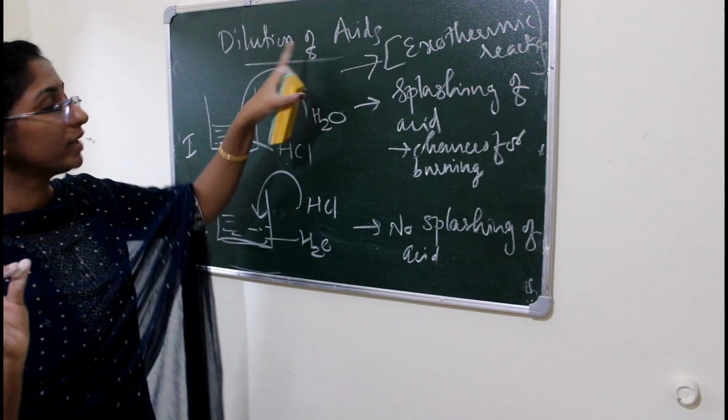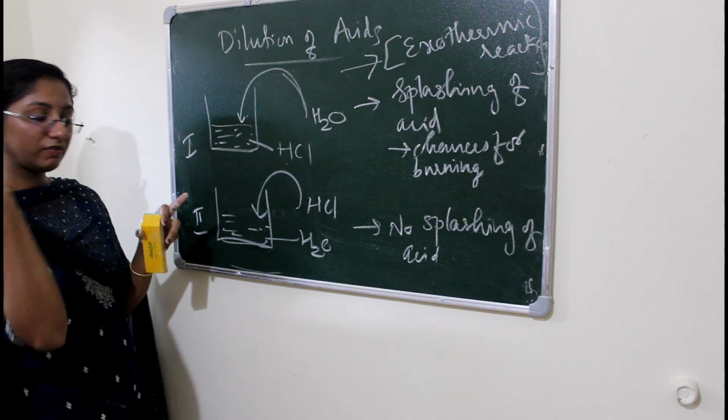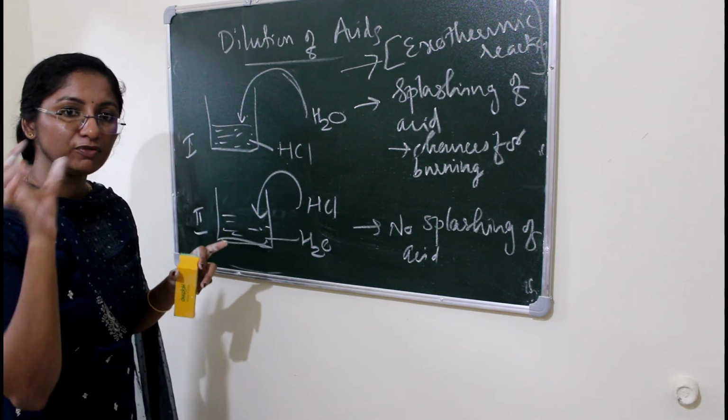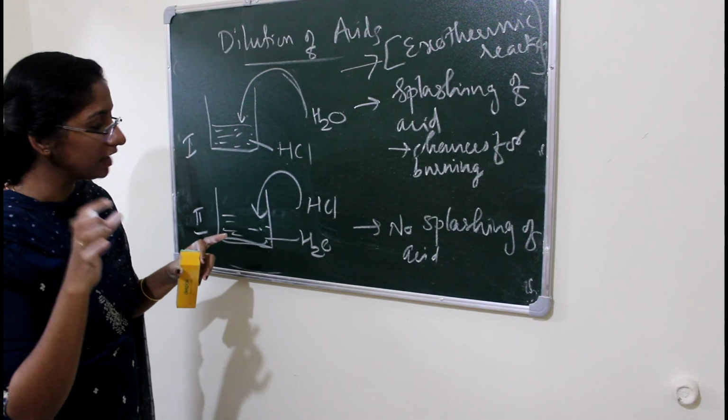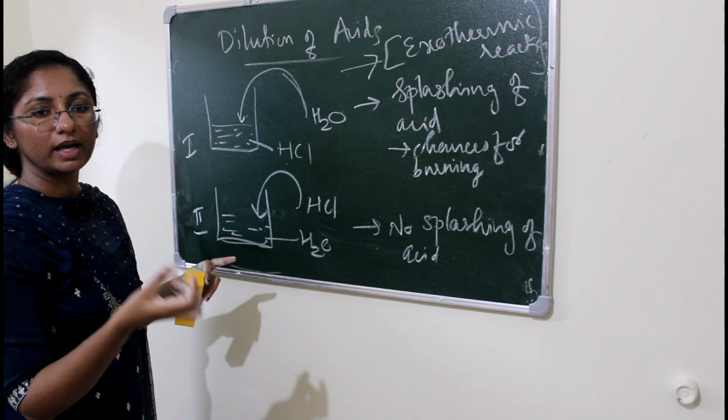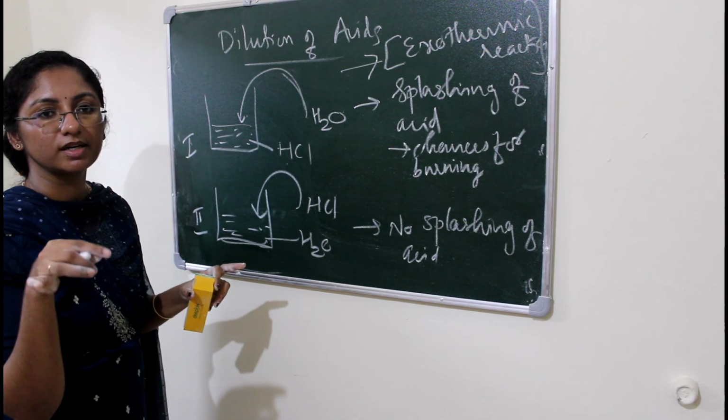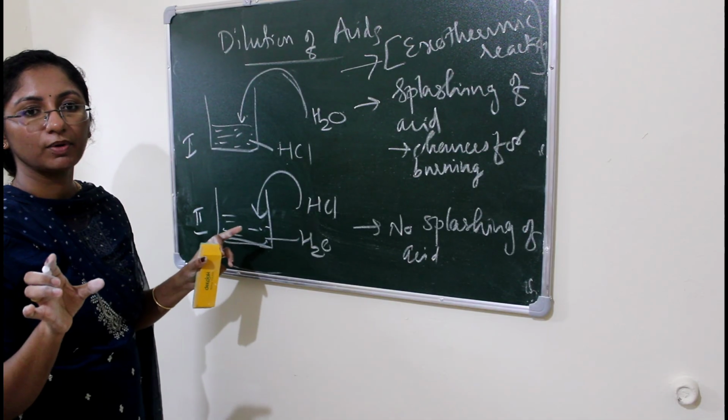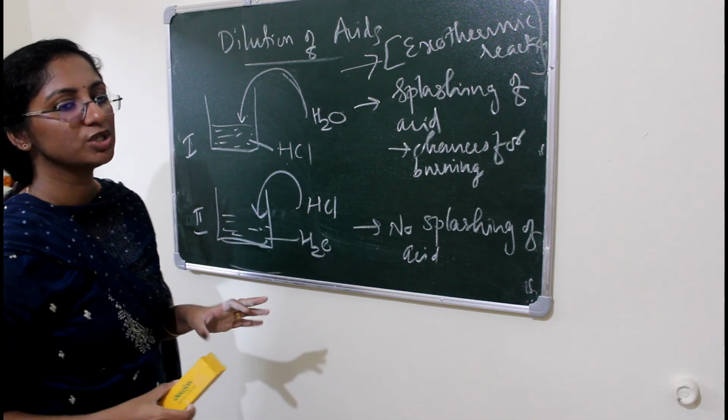So when we dilute an acid, at first we will take water in a container, and to that we will add HCl or any acid with constant stirring. Then that reaction is safe. Okay. So that's all about this dilution of acids.